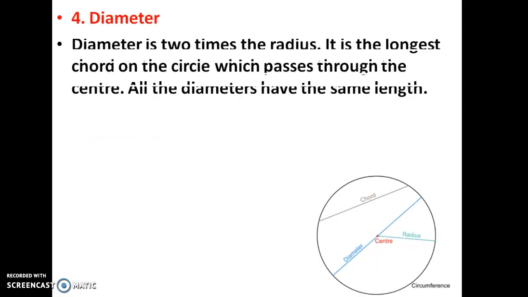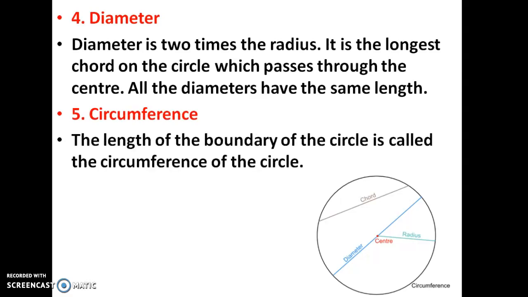Diameter is 2 times the radius. It is the longest chord on the circle, which passes through the center. All the diameters have the same length. So 2 times the radius is called the diameter. If you measure from the center to here, that's a radius. The diameter goes from one point of the circle to the other point of the circle, passing through the center. So that is also a chord, and it's the longest chord in the circle.